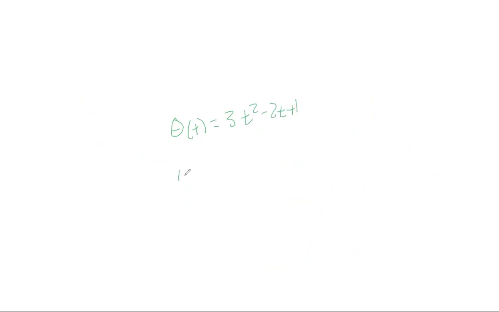And then I might say, well, what's an expression for omega with respect to time? This is my position, this is my velocity, this is my acceleration, and these are angular. And so my angular velocity, I can get simply by differentiating. I use the power rule to get 6t minus 2. And my alpha with respect to time is equal to 6.